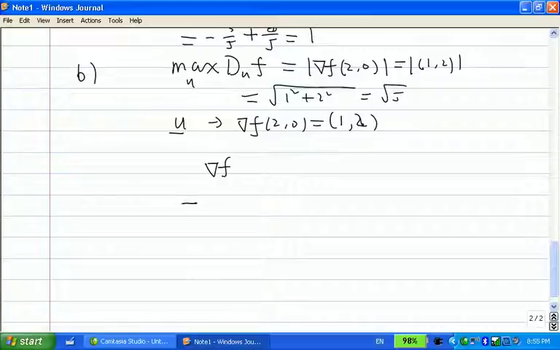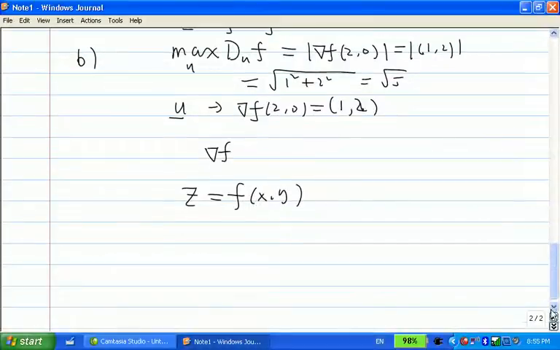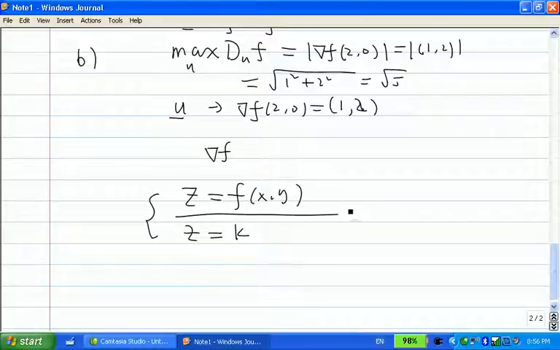Let's go back to this, something to do with level curves. We talked about level curves before. Now, this is the surface. I give you this function, which means I give you a surface. What is a level curve? It is this surface and z equal to k. What is z equal to k? Another surface, which is a plane. The intersection of those two surfaces gives you f(x,y) equal to k. Replace z by k, and you get this curve.